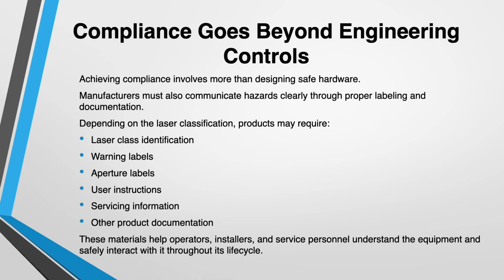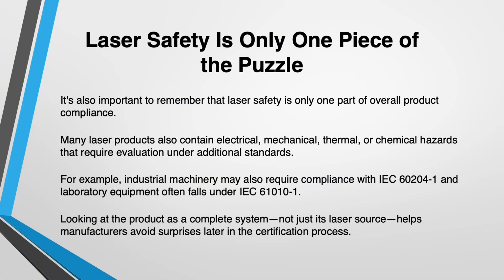Achieving compliance involves more than designing safe hardware. Manufacturers must also communicate hazards clearly through proper labeling and documentation. Depending on the laser classification, products may require laser class identification, warning labels, aperture labels, user instructions, servicing information, or other product documentation. These materials help operators, installers, and service personnel understand the equipment and safely interact with it throughout its life cycle.